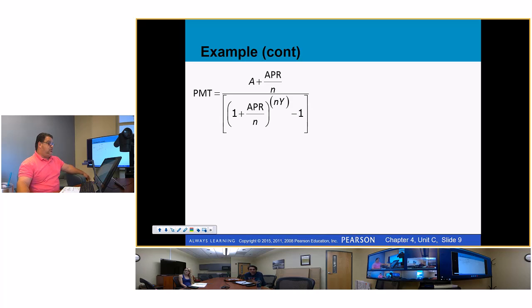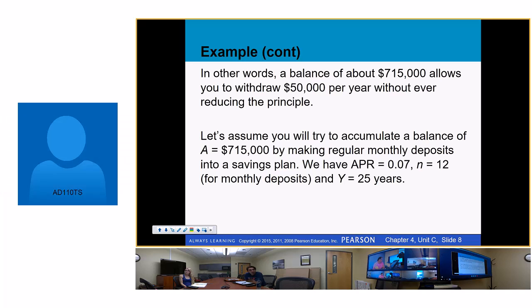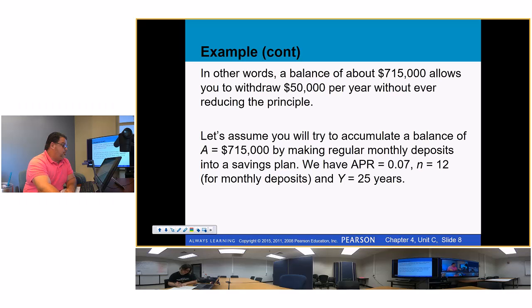Now, from the question, I'm going to go back one. A is equal to 715,000. R is equal to 0.07. N is equal to 12. And T is equal to 25.